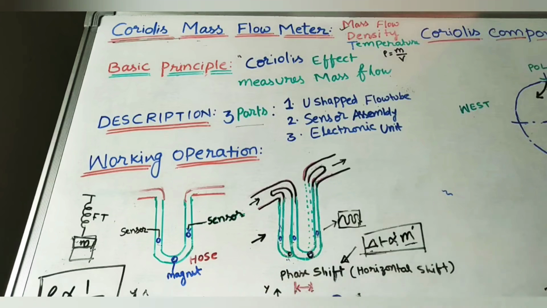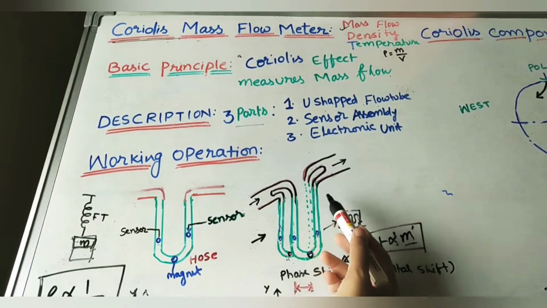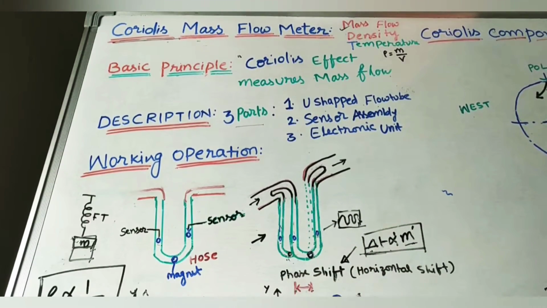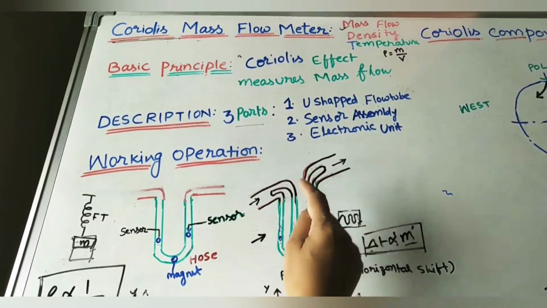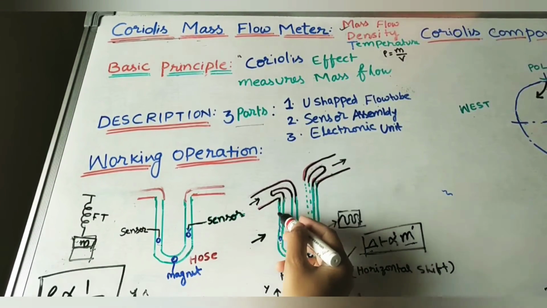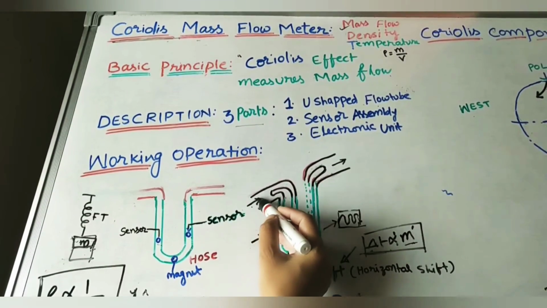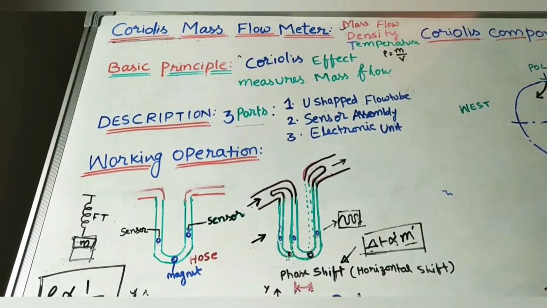Two tubes we are using. We can call them hoses also. Two pipes or flow tubes we are using here, and these are connected in parallel, like parallel tubes. Here one tube, here one tube. We are connecting these two tubes to the flow pipe in which we have to find the mass of the flow.